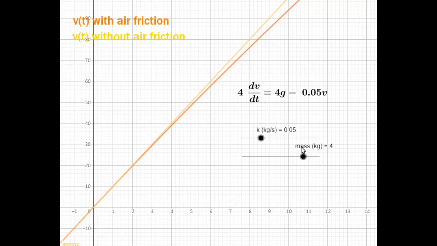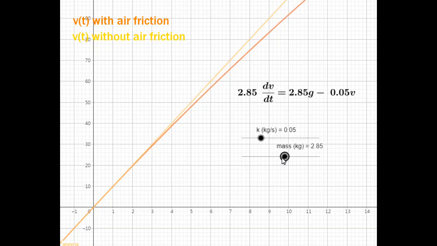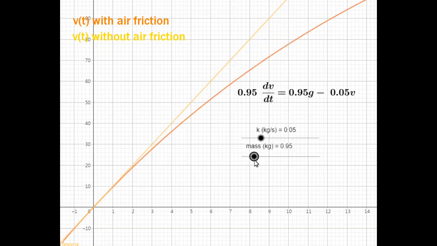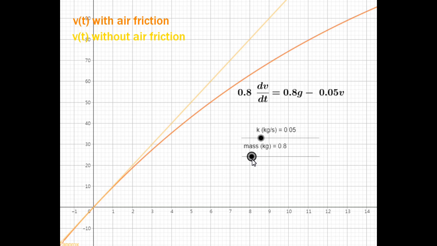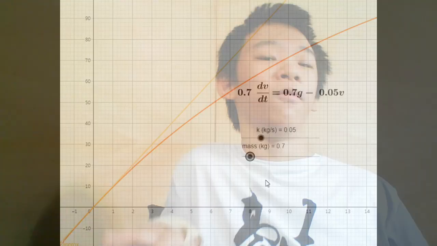To see how close our v of t graph is to the v-t graph without air friction, I've plotted both of them right here, where k is the air drag constant and m is the mass. As you can see, at k equals 0.05 or less, the two graphs almost overlap each other. When I make the mass lighter, the velocity with air friction starts to dip lower, which means it's reaching terminal velocity faster. This explains why heavier objects like a bowling ball fall faster than lighter objects like a feather.